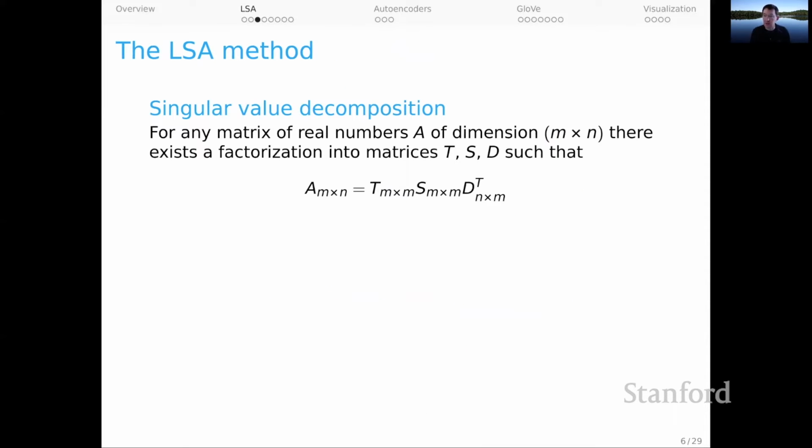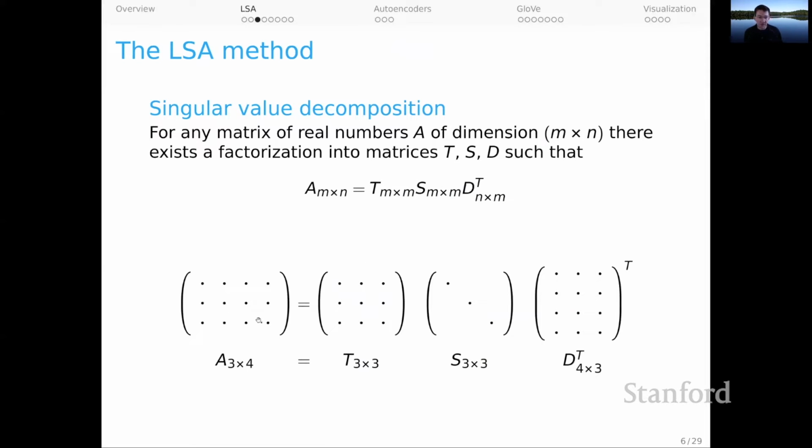The fundamental method, as I said, is singular value decomposition. This is a theorem from linear algebra that says any matrix of dimension m by n can be decomposed into the product of 3 matrices, T, S, and D, with the dimensions given. Here's a more concrete example. Start with this matrix of dimension 3 by 4.